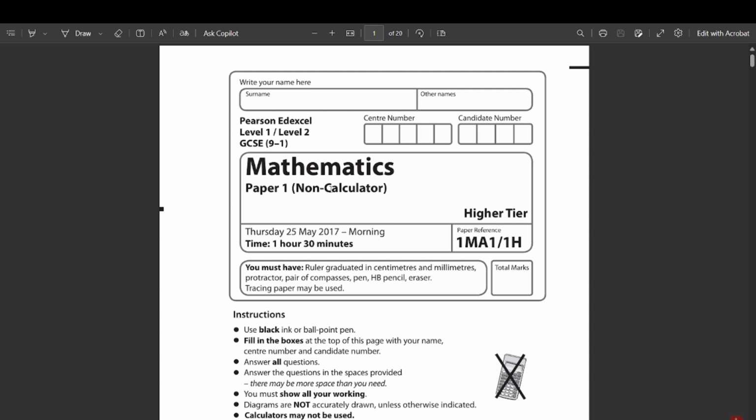Another maths video. In this video, we're going to be doing a past paper walkthrough of the first ever GCSE Maths paper for this specification. Now, this paper came out back in 2017. There are a couple of sample papers that Edexcel released, but this is the first paper sat by actual students.